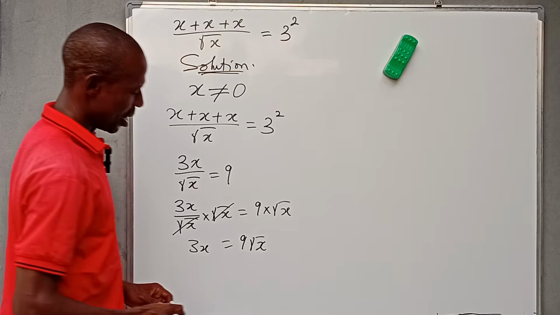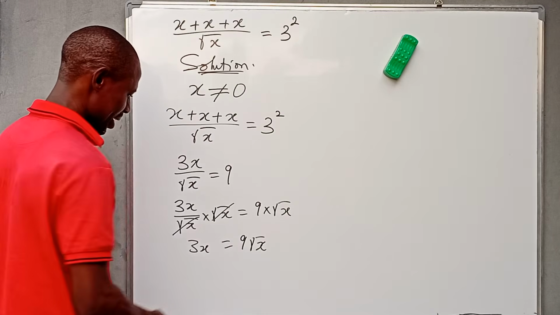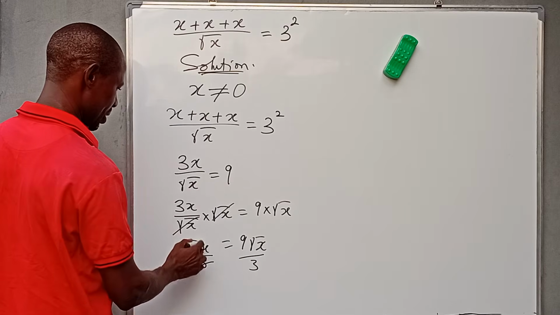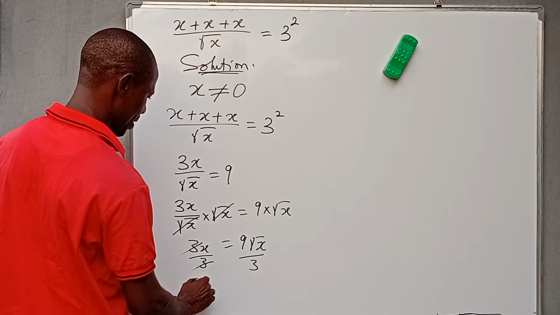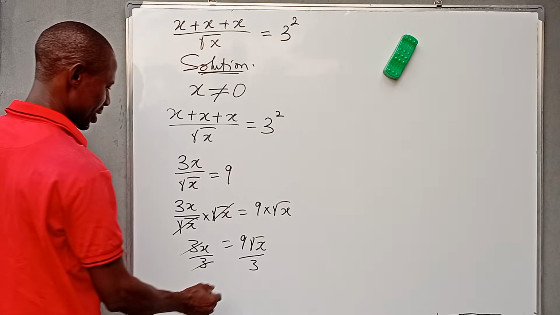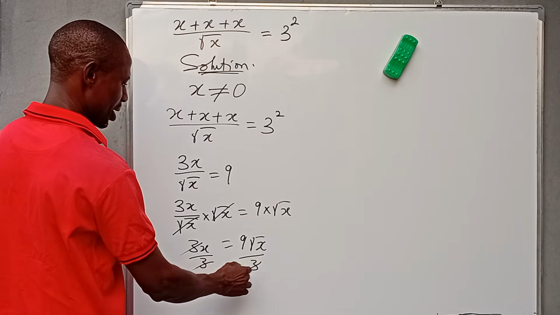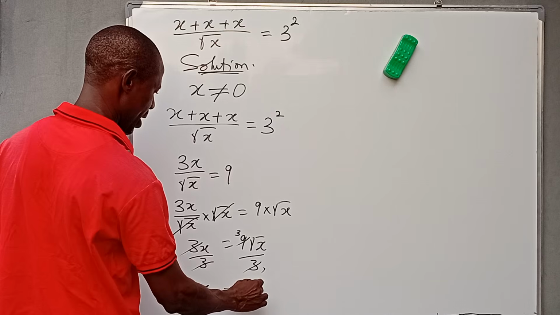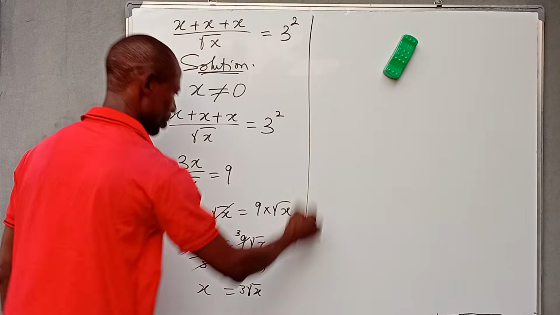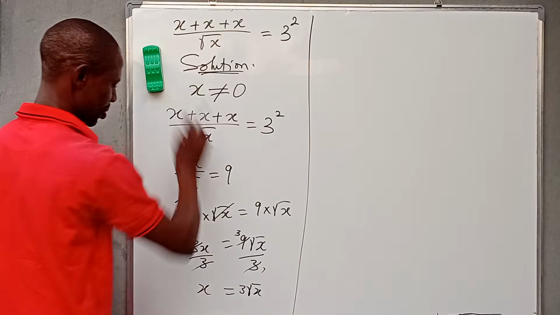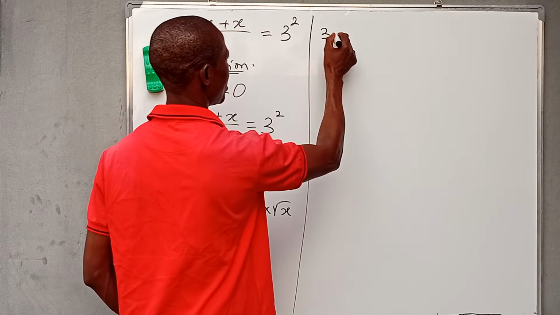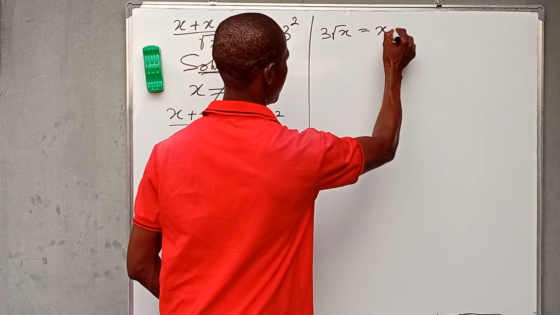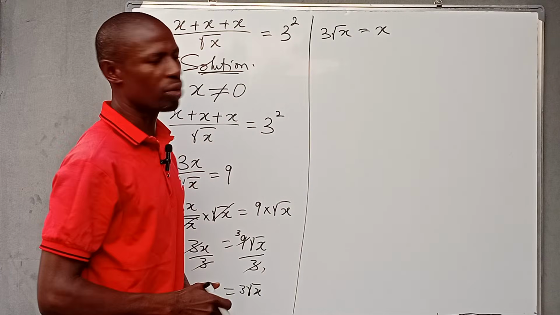Okay, so we can easily divide by 3 here. If we divide both sides by 3, we are now left with x on the left-hand side equal to 9 over 3, which is 3, so we have 3 root x. Now if we rewrite this expression, we have x equal to 3 root x. This radical, we have to do away with it.